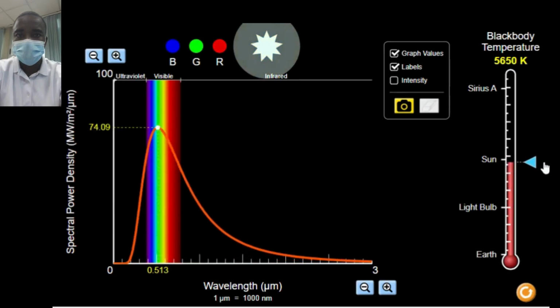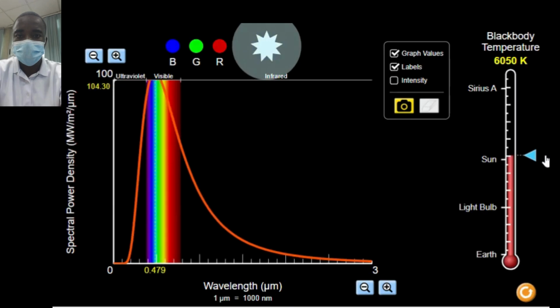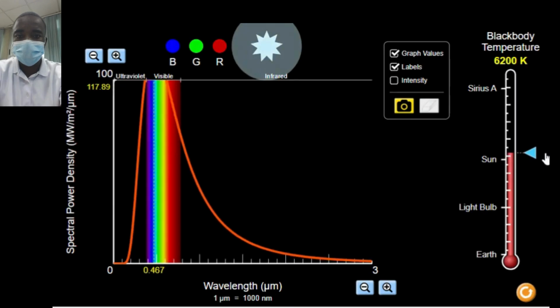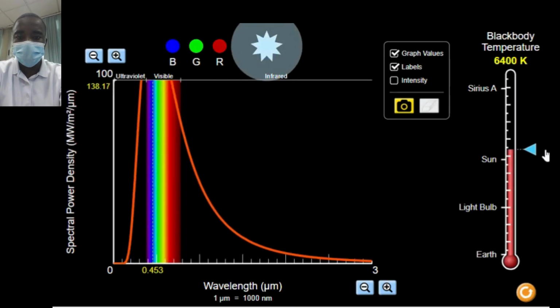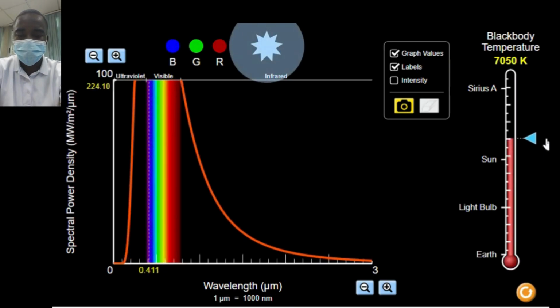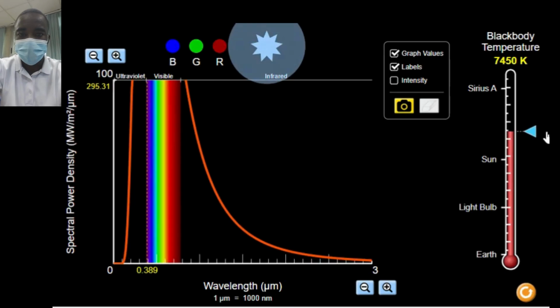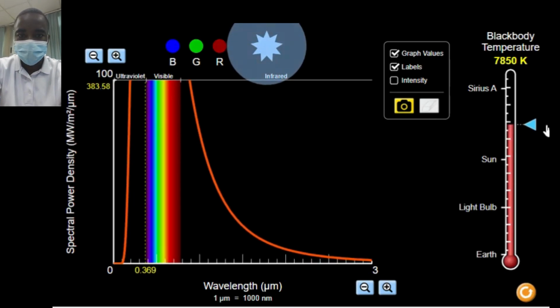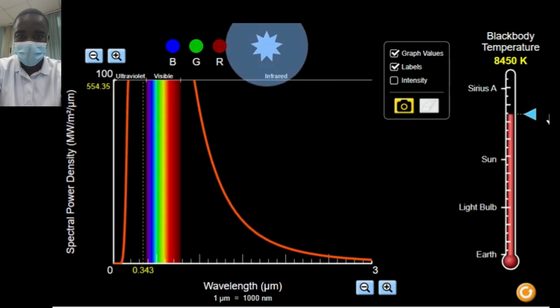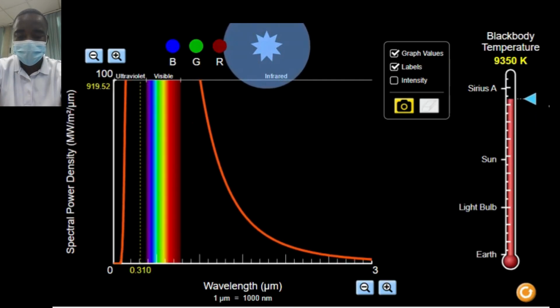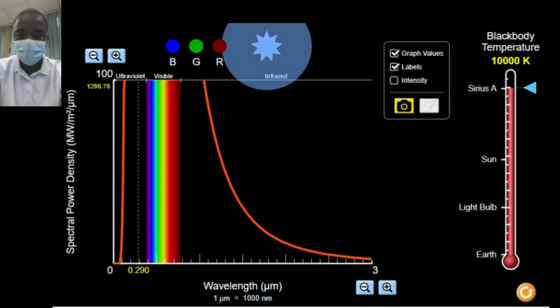The visual nature of the simulation makes abstract concepts more tangible. Students can observe the spectral distribution curve and the color of the emitted radiation in real time, helping them to grasp complex ideas more easily. The simulation offers immediate feedback, allowing students to see the results of their adjustments instantly. This helps correct misunderstandings quickly and reinforces learning through trial and error.